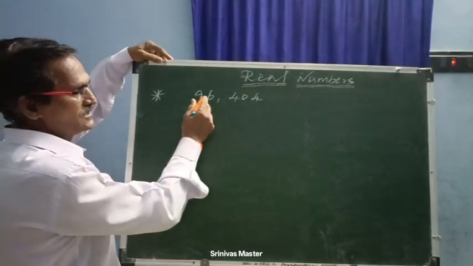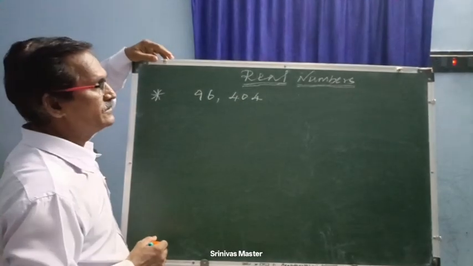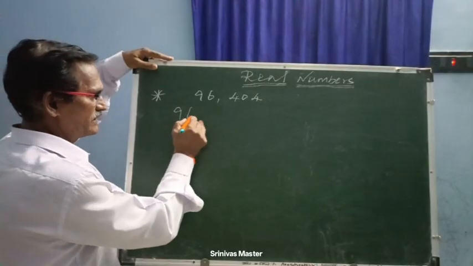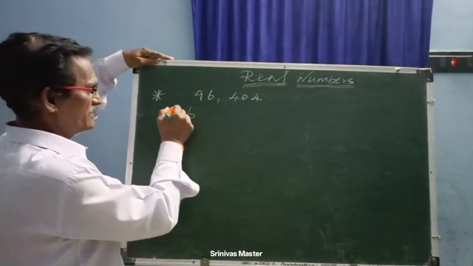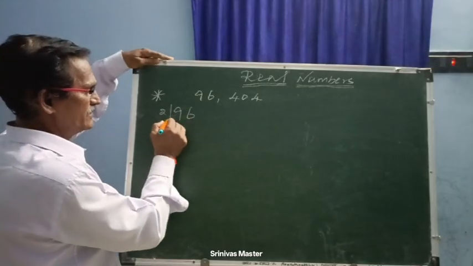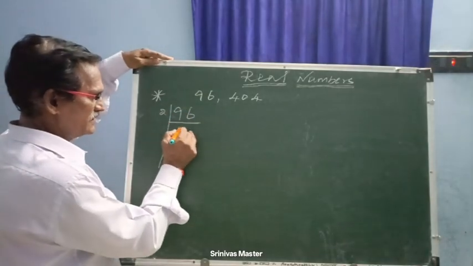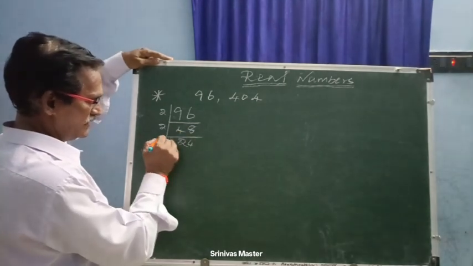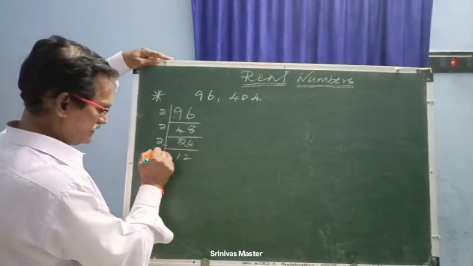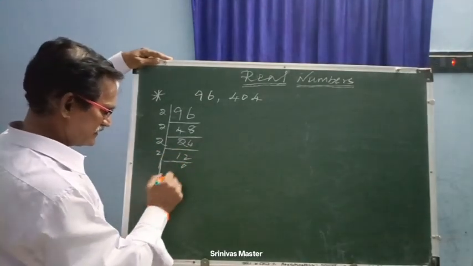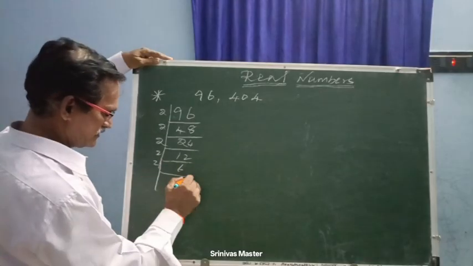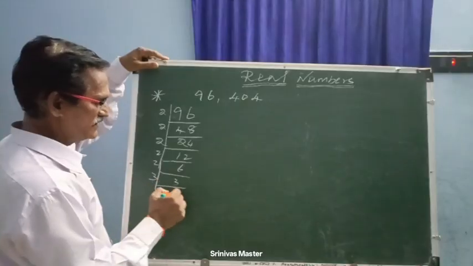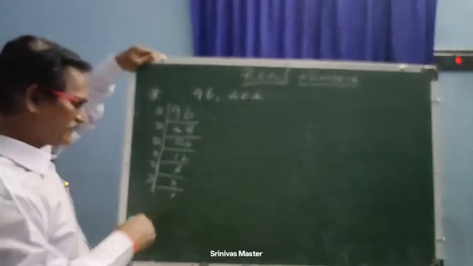You should find the LCM of 96 and 404. Before that, as I told you, you must find the prime factors, first the prime factors of 96. Take 2 table: 2 fours are 8, 8 twos are 16. Again 2 table, 24, 2 twelves. Again 2 table, 12, 2 sixes. Again 2 table, 6, 2 threes. 3 is a prime number, so until here it is over. Still, if you want, 3 ones are 3. So you will see all these factors.